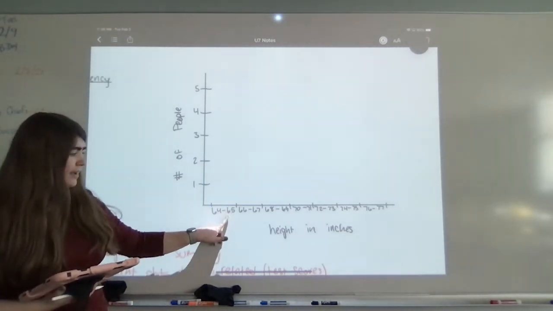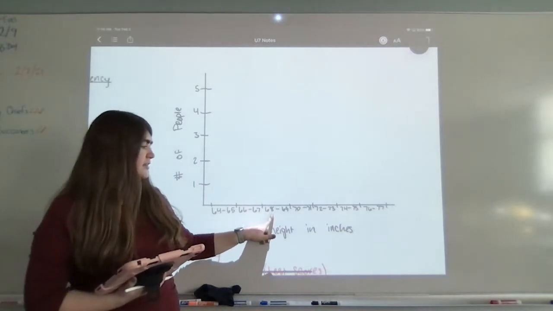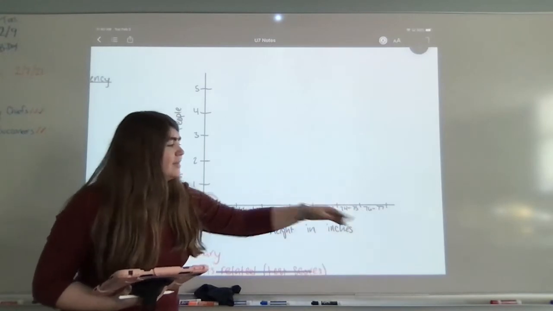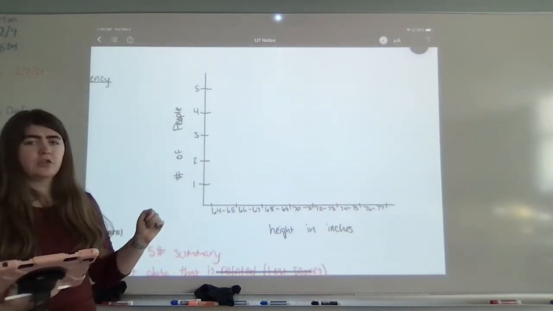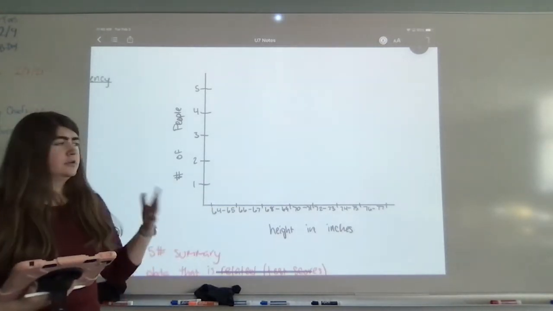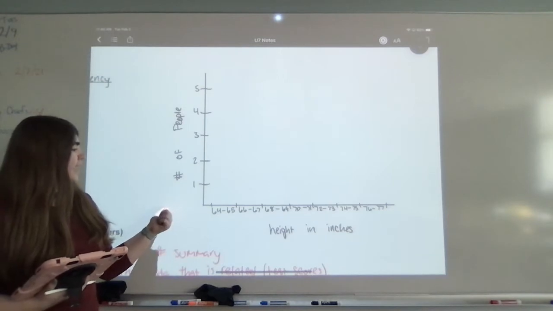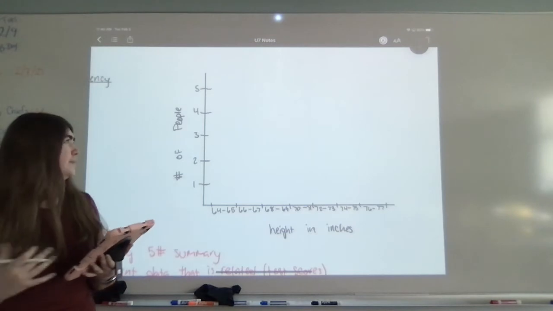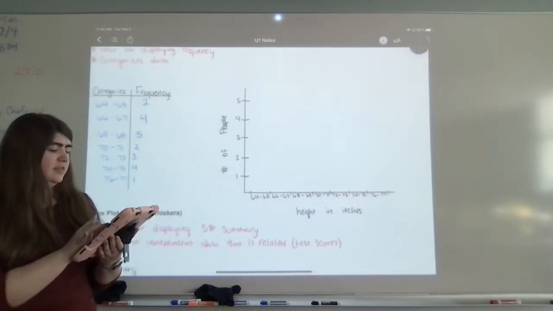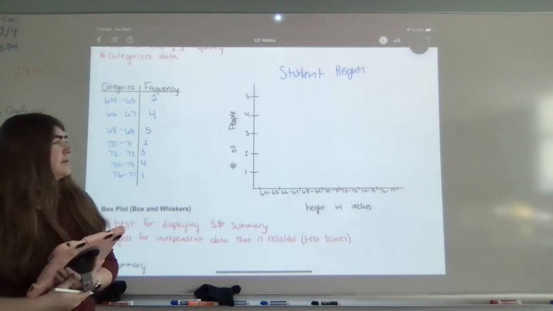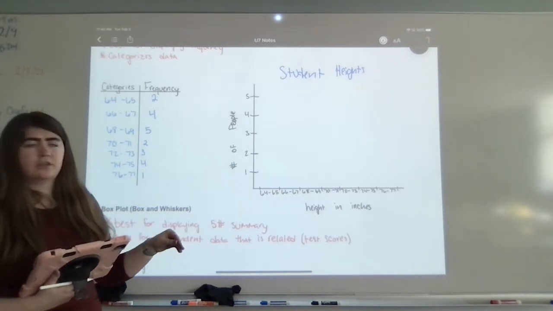I have 64 to 65, 66 to 67, 68 to 69, 70 to 71, 72 to 73, 74 to 75, and 76 to 77. So we need to, first off, give this a name, and we also need to draw in our bars. So we're looking at the number of people and height in inches, so a good name for this histogram, let's just call it exactly what it is. This is student heights. Alright, so now that we have our title, we're going to go ahead and draw our bars.